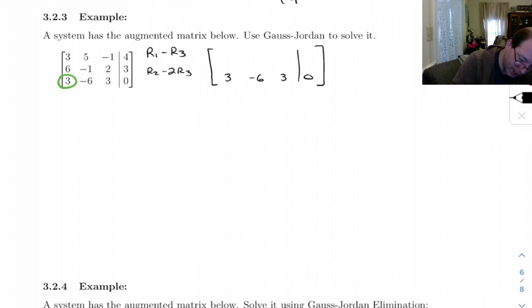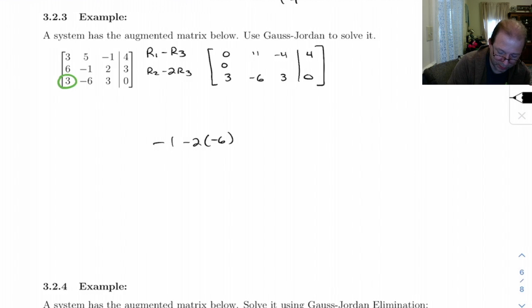Well, let's see, row 1 minus row 3 gives me 0. 5 minus negative 6 is 11. Negative 1 minus 3 is negative 4. Then 4 minus 0 is 4. Then row 2 minus 2 row 3. So it's going to be 6 minus 6. Then it's going to be negative 1 minus 2 times negative 6. So that's, let's see, negative 1 plus 12 is 11.